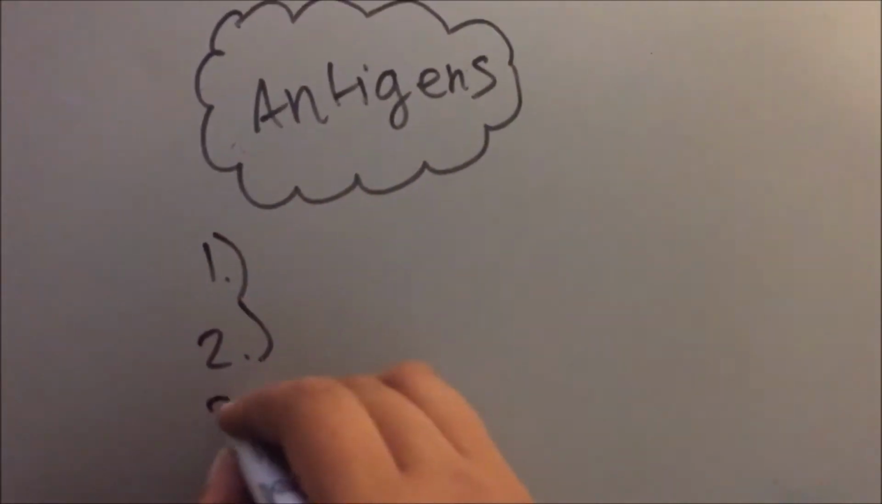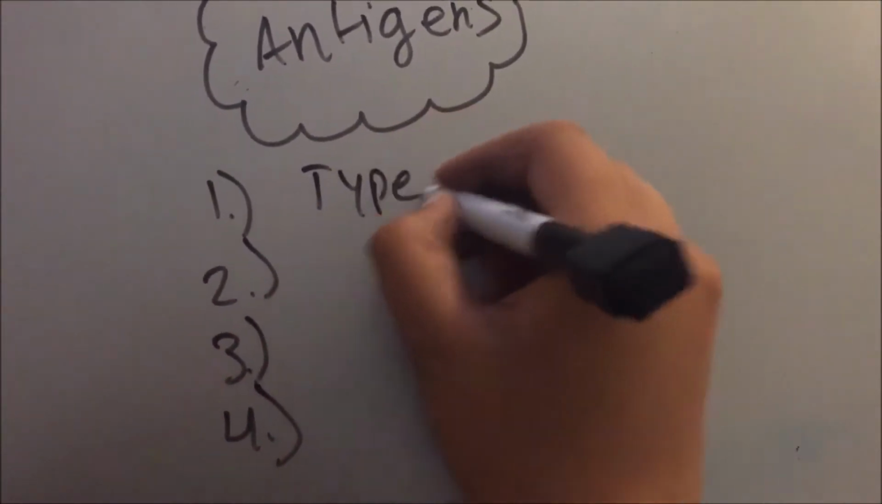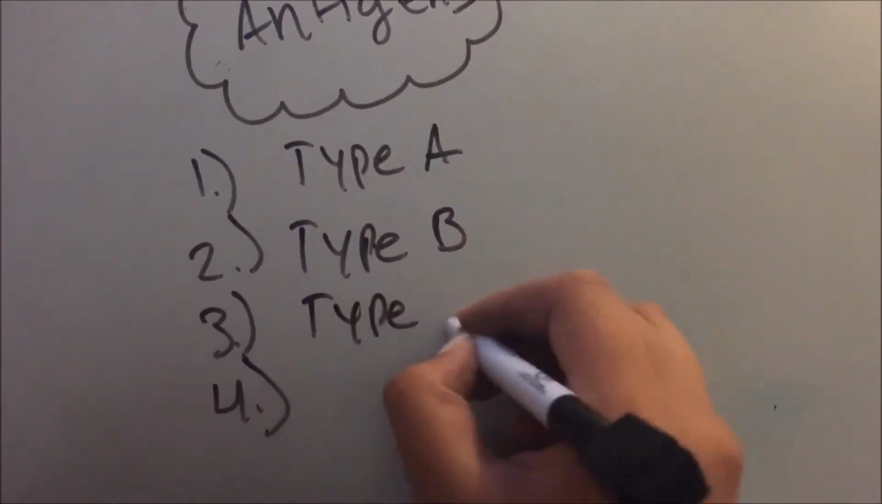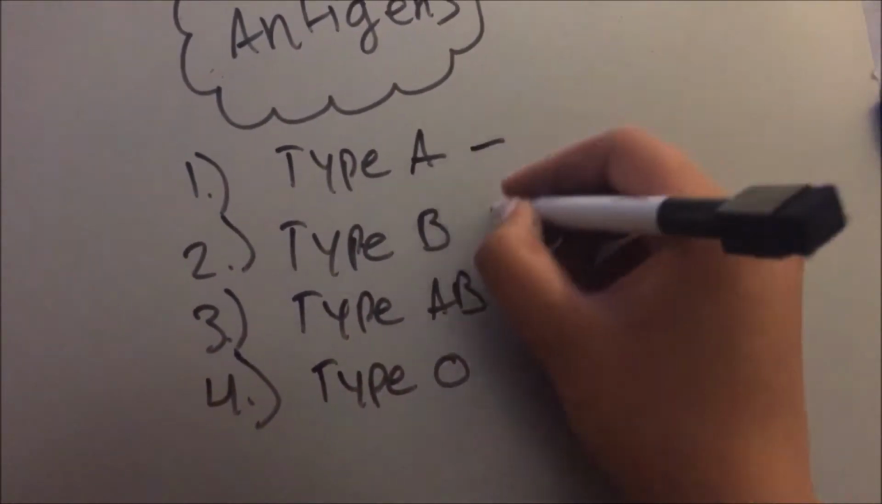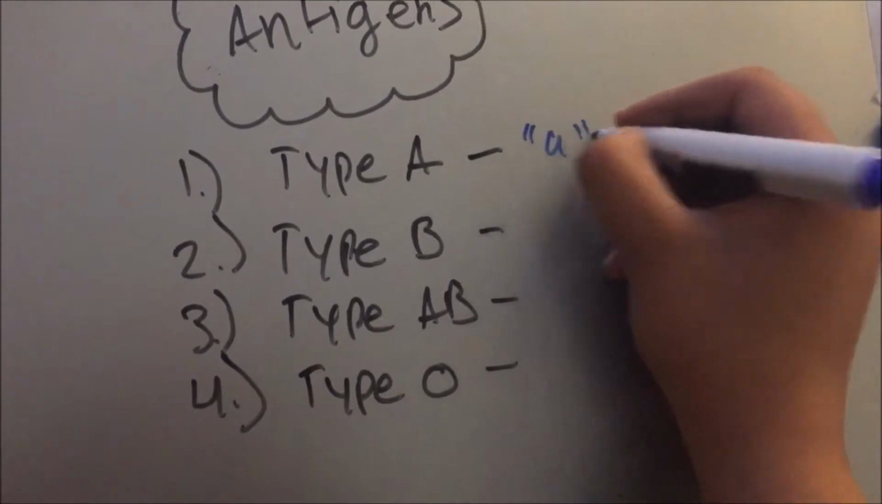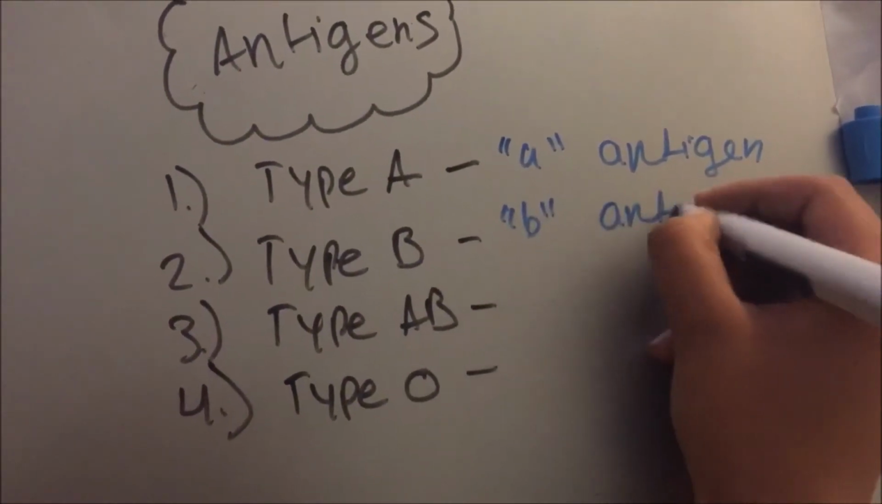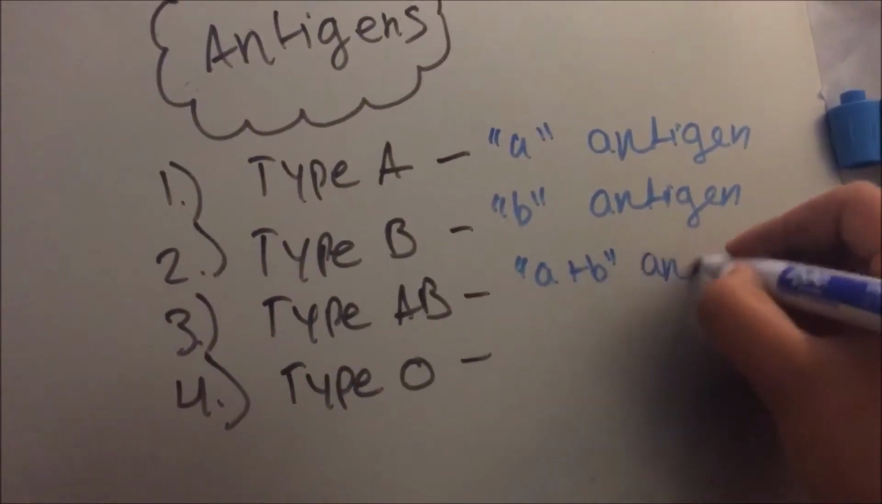Each blood type contains its own antigen. Type A blood contains A antigen, type B blood contains B antigen, type AB blood contains A and B antigen, and type O blood has no antigens.